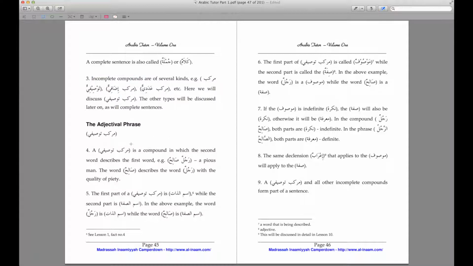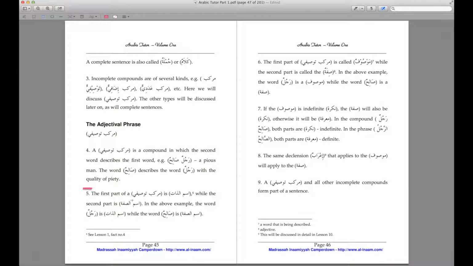Though they may make a little sense in terms of understanding what they're trying to say, it's still incomplete. Rajulun salihun, a pious man. Again, we don't know anything specific about who the pious man is. The word salihun describes the word rajulun with the quality of piety.